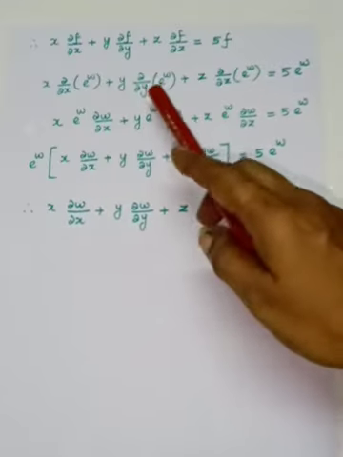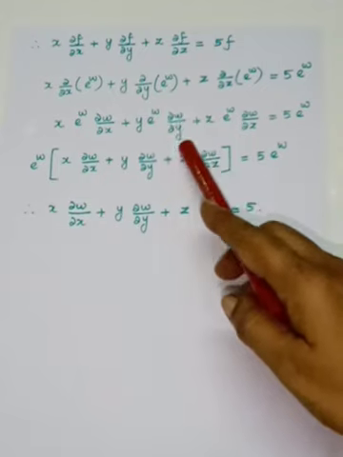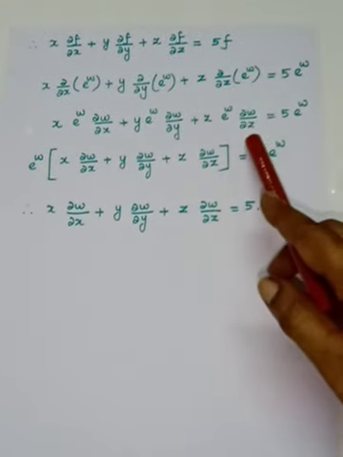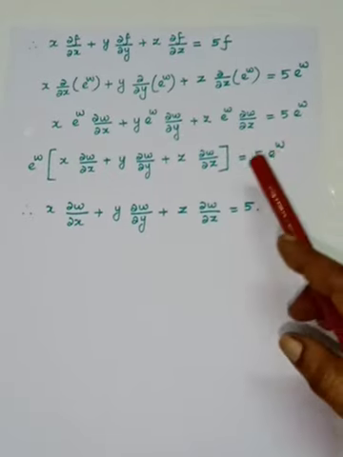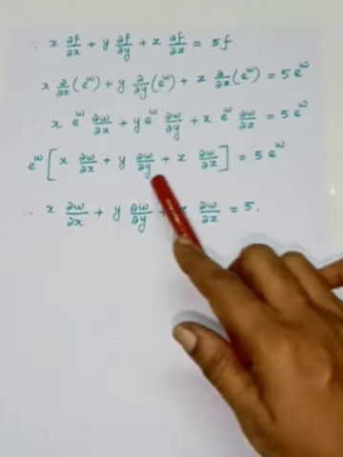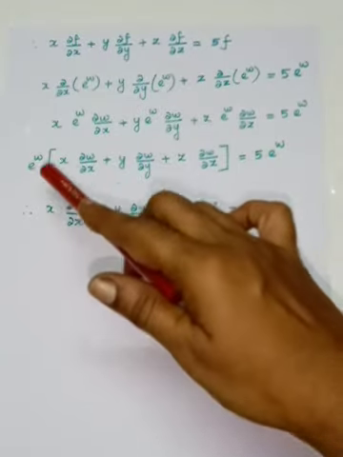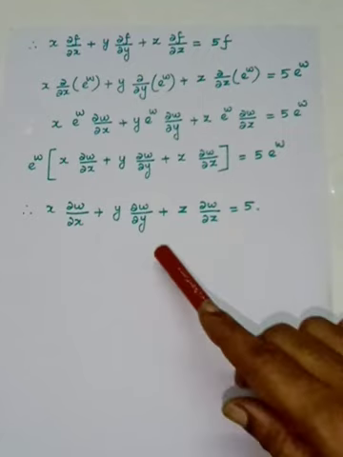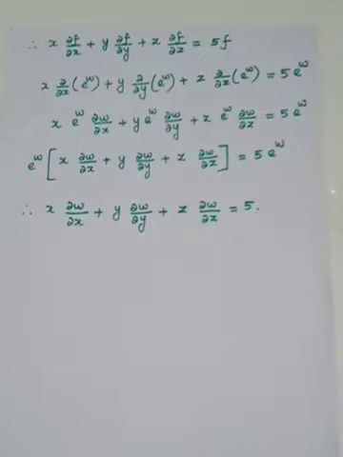The same way, dou by dou y of e power w into dou w by dou y. In the same way here, e power w into dou w by dou z. Here no partial derivatives are involved, so you write e power w as it is. From all the terms e power w is common. If you take it out, you will get this term, that is equal to 5 e power w. So e power w gets cancelled, and you get this is equal to 5. So this is the result we had to find. So the answer is 5. Thank you, students.